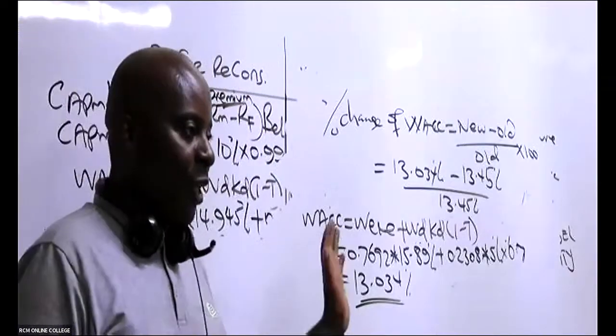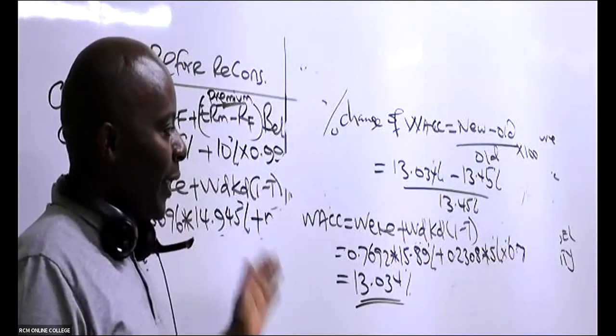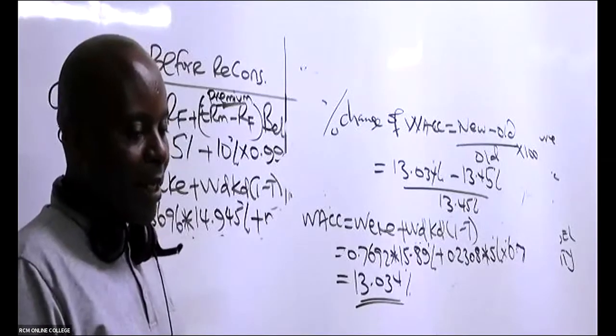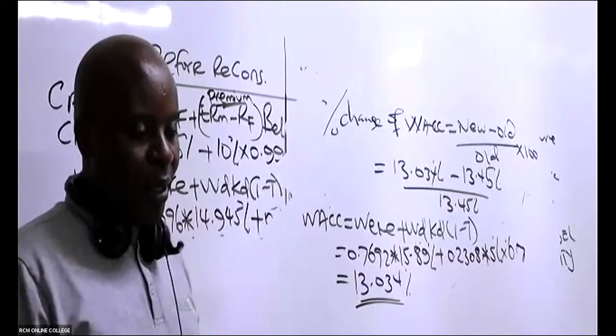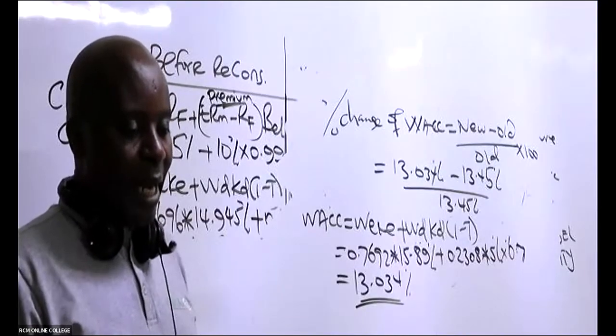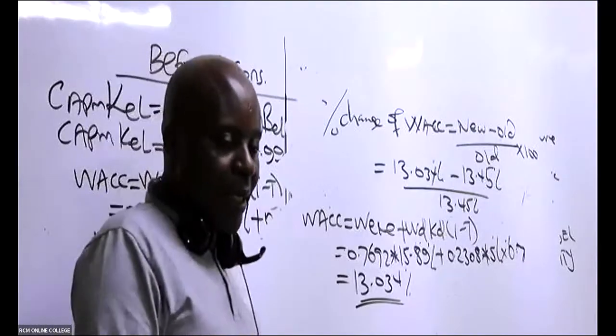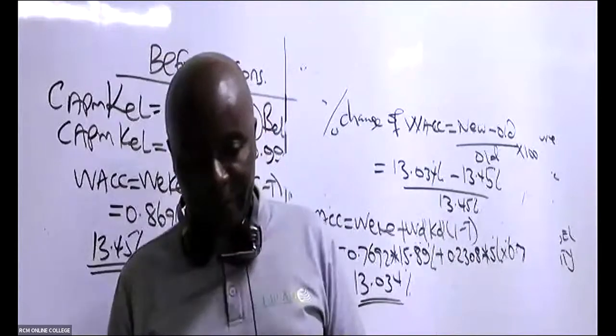If I were you, I would forget all the percentages: 13.034 minus 13.45 equals whatever answer I get, I divide by 13.45 equals, I get 0 point something, and I say times 100. So what answer am I getting at the end of the day?